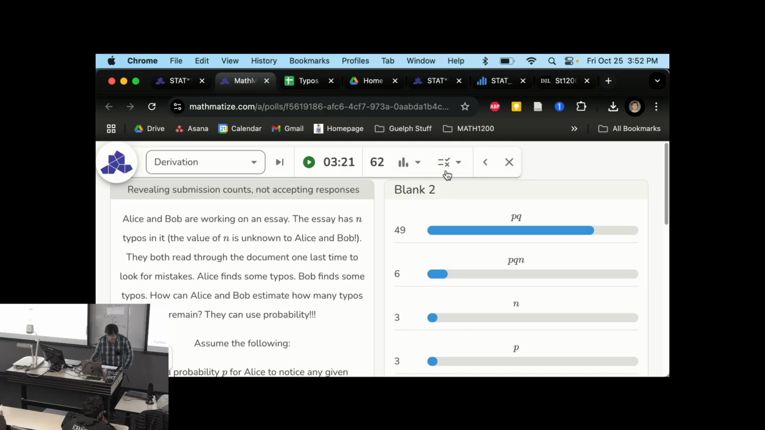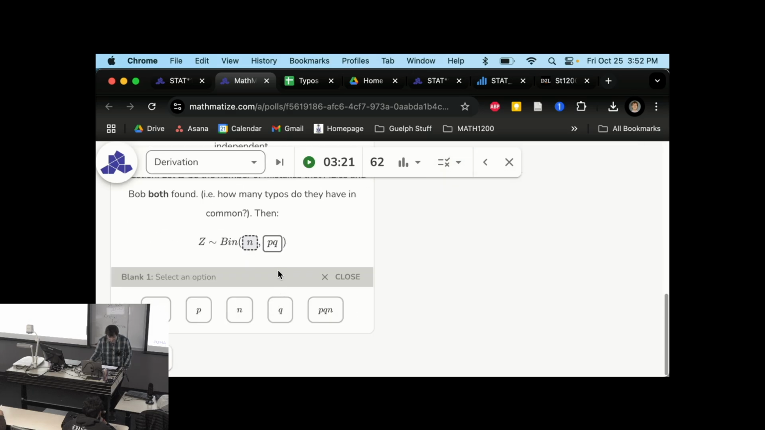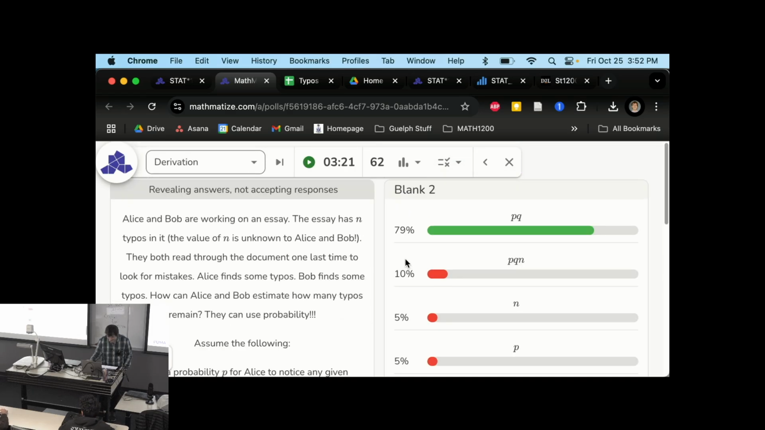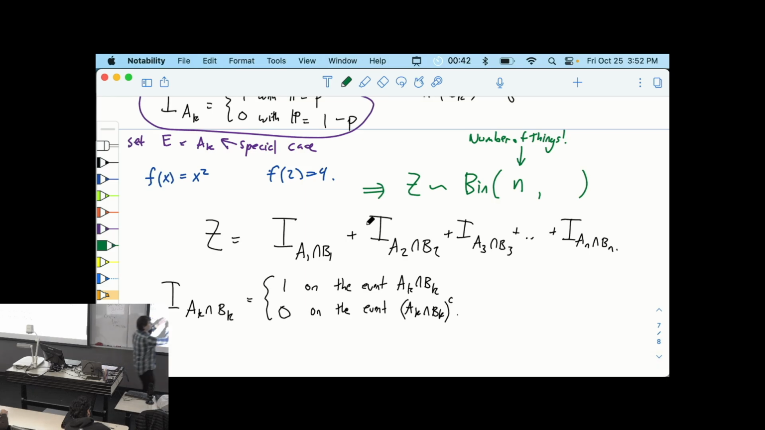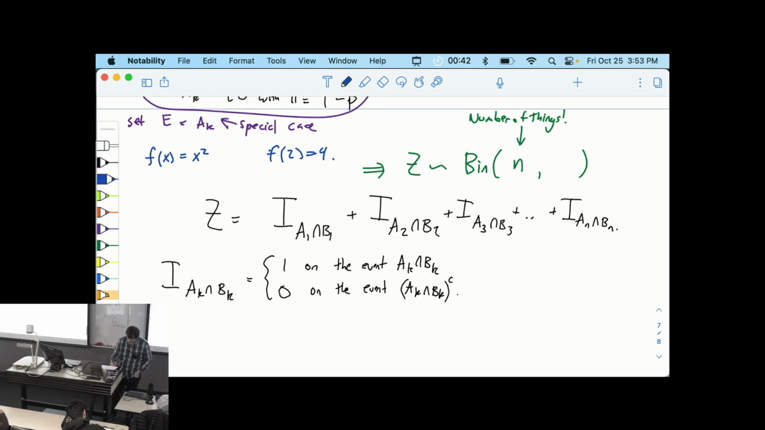Let's see. 49 people got PQ, and the correct answer for the second part is P times Q. So that's very good. If you did not get that, let me explain why it's P times Q. The thing you've got to do is identify the number of terms, that's the n, and the number that goes here is the probability that each term is 1. That's what we need.